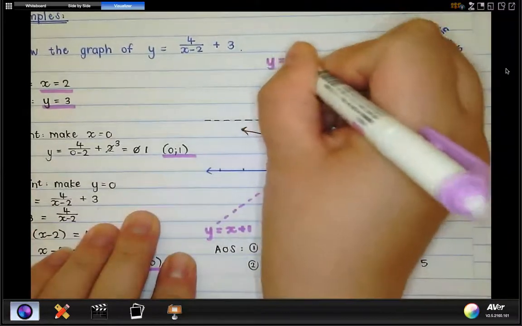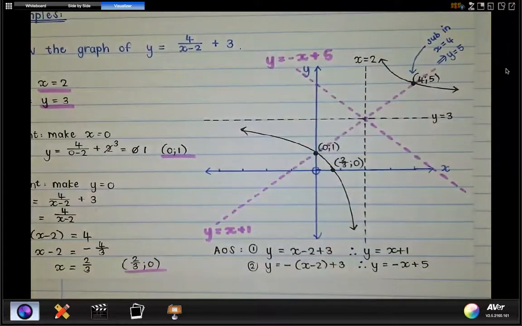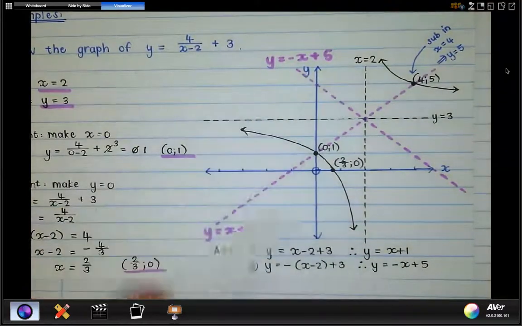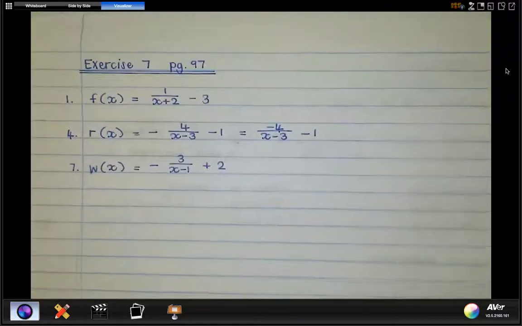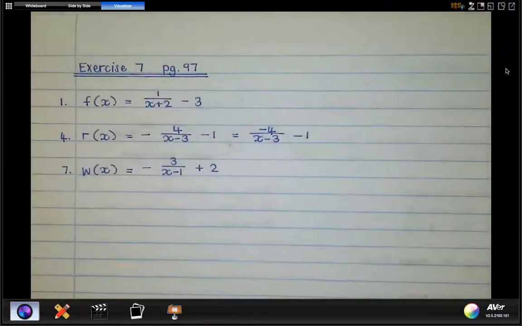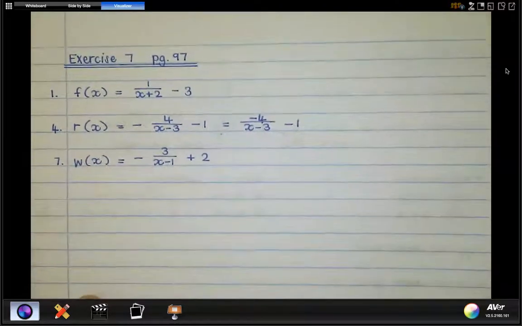And guys, if they are asking you to draw these, you do have to also label them with their equations. Otherwise, you won't get marks for that. So y equals x plus 1 is the one with a positive gradient. y equals negative x plus 5 is the one with a negative gradient. All right, for these questions, they are saying, state the equations of the asymptotes, find the equations of the axes of symmetry, find the coordinates of the x-intercept and y-intercept, and then you're going to draw it. All of those things.